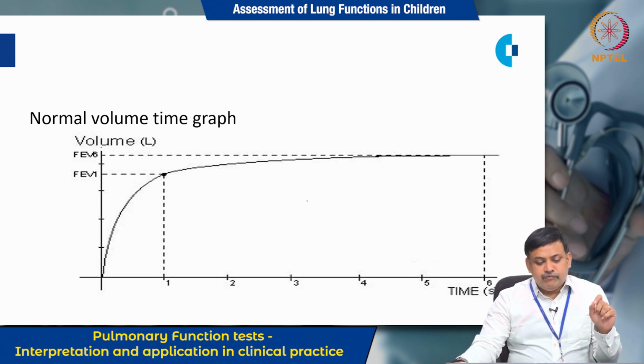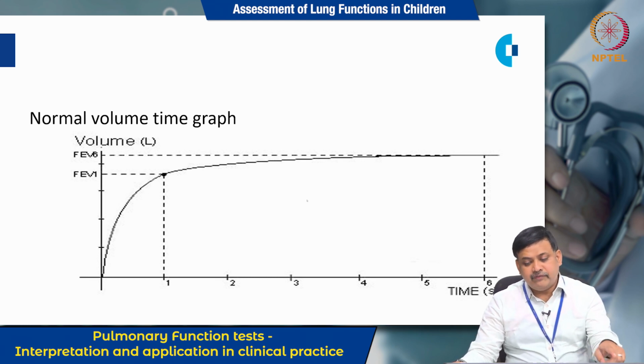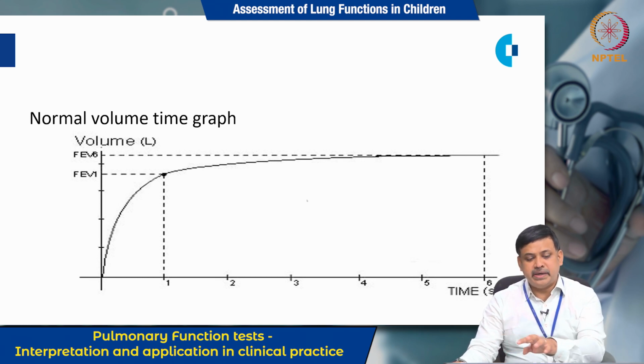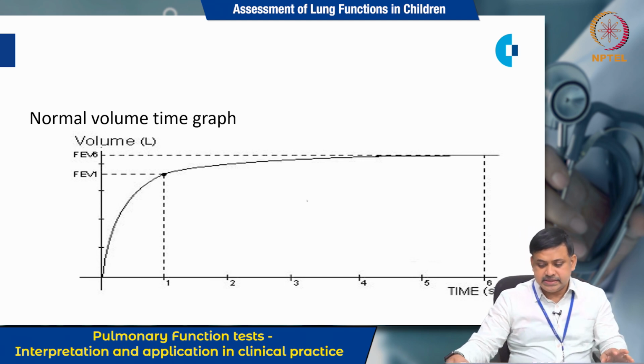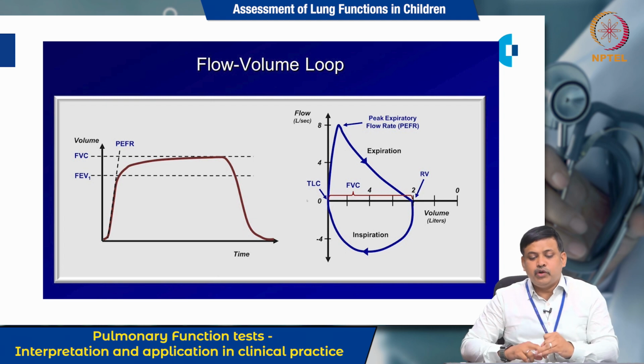So, the first is the forced expiratory volume in 1 second, followed by the forced expiratory volume up to 6 seconds. Okay. So this is one volume-time graph. The second one is the flow-volume loop.